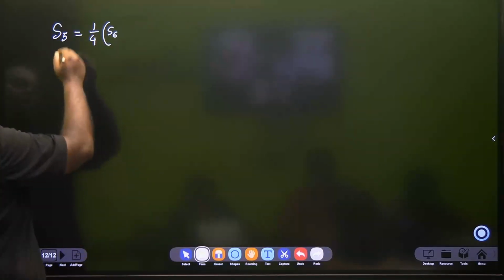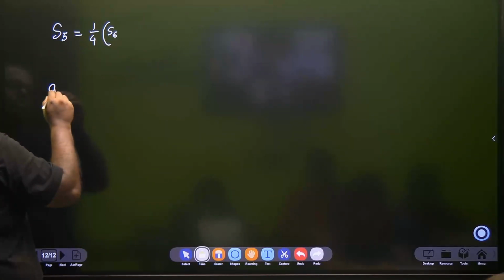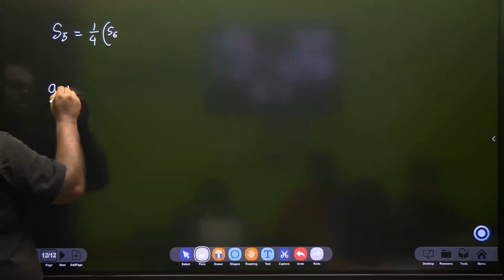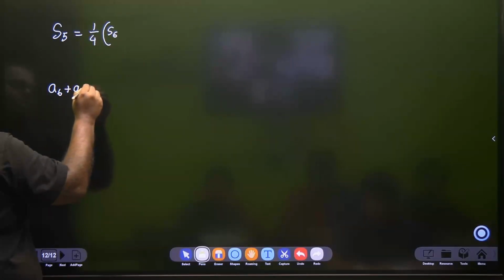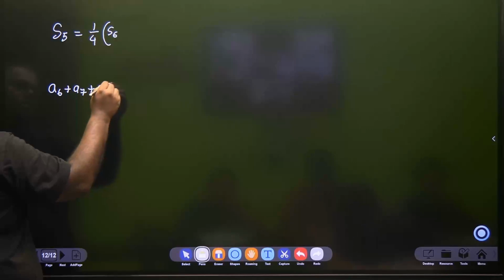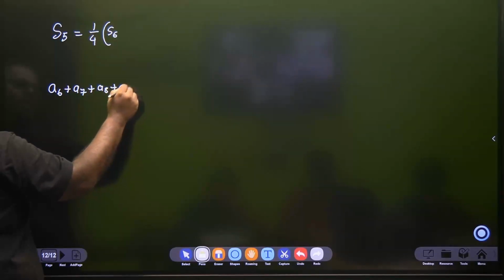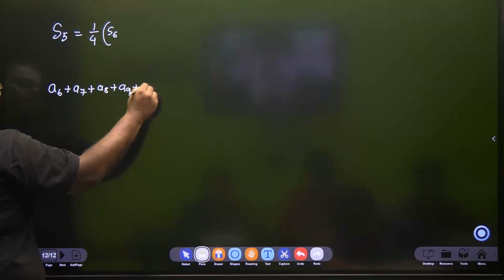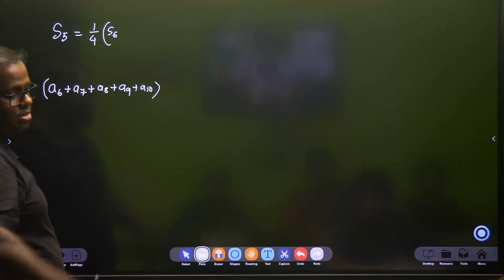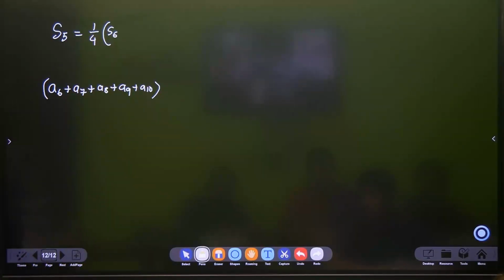See, the first 5 terms, what are the next 5 terms? A6, A7, A8, A9 plus A10. This is the sum of the next terms. There is a little trick here. Just see.